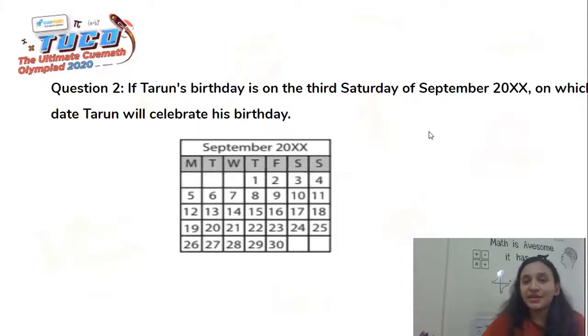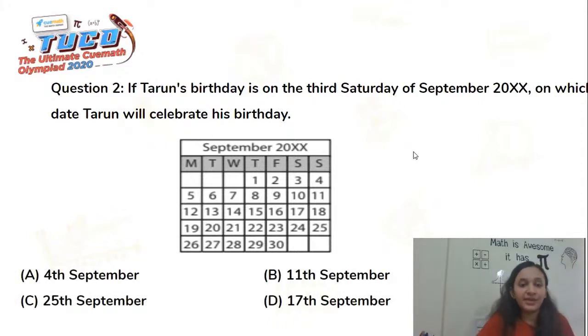Okay, so it's something related to time, but now it's not like hours, minutes, seconds, it is mostly like a calendar that you see on your screen. It says, if Tarun's birthday is on the third Saturday of September 20 some year, on which date will Tarun celebrate his birthday? So let's quickly see the options here. We have 4th September, 11th September, 25th September, and 17th September as the options.